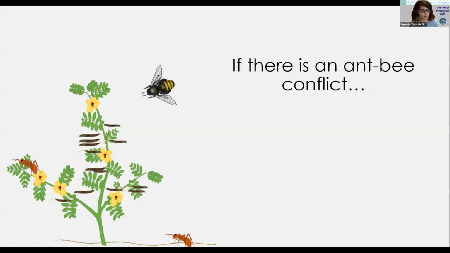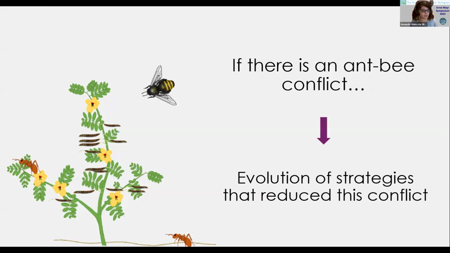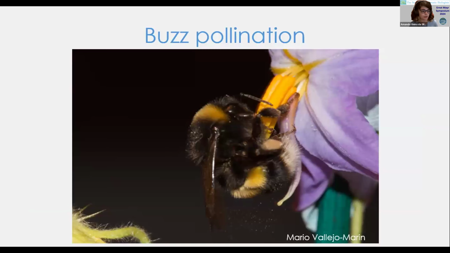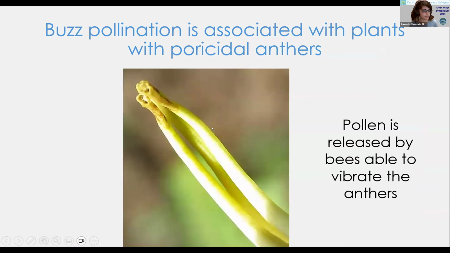And if there is a conflict between ants and bees, it's possible that evolution has shaped some strategies that reduce this conflict. For instance, it's possible that protection mutualisms have a higher chance to evolve in plants not pollinated by bees. And one system in which plants are highly dependent on bees is the buzz pollination system. So in this system, plants have poricidal anthers. So the pollen is only released by bees that are able to vibrate the anthers. So the pollen is released through these apical pores.